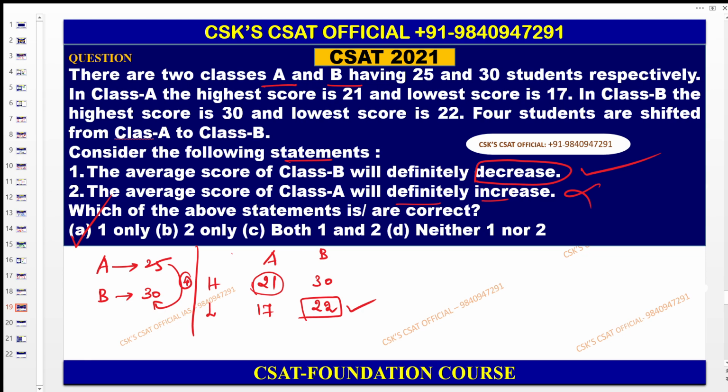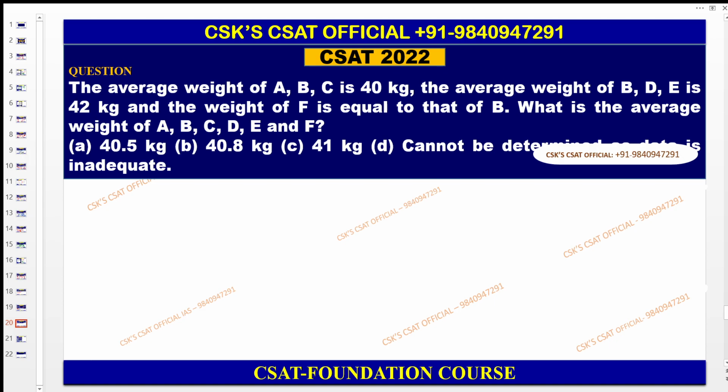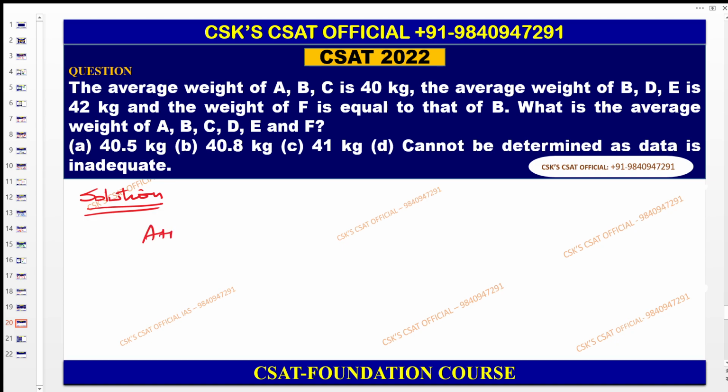Now, let us move on to the 2022 question. This 2022 question is also this kind of question. People are able to answer this kind of question, but the thing here is, don't get stuck. In simple points, don't get stuck. The average weight of A, B, C: here 3 students are there, their average is 40.